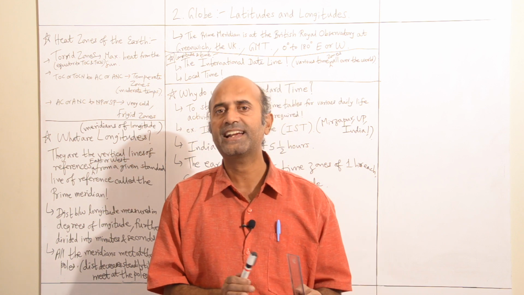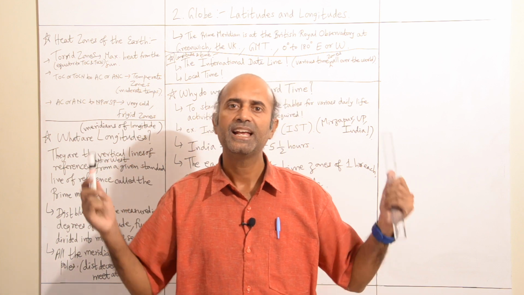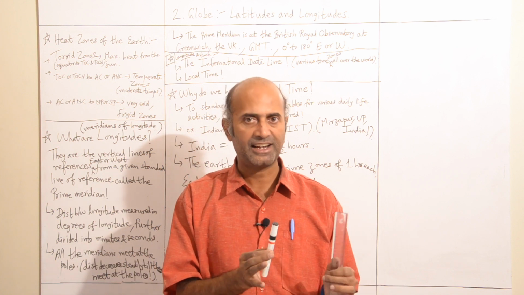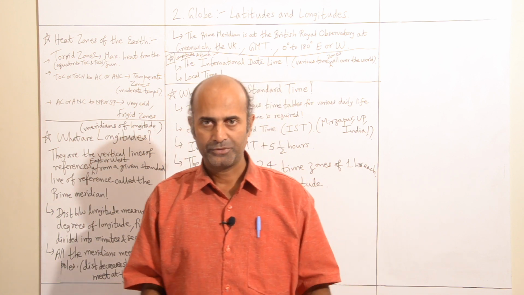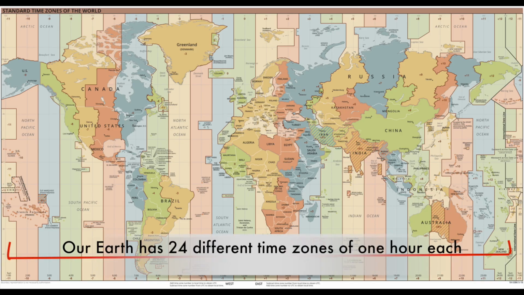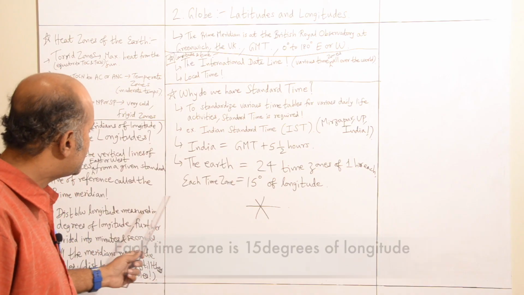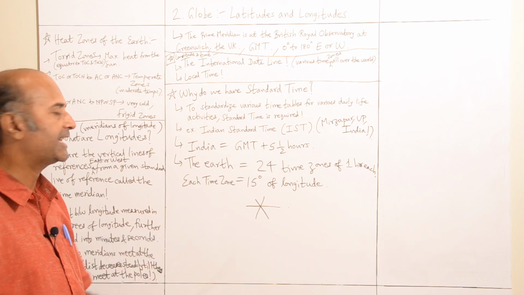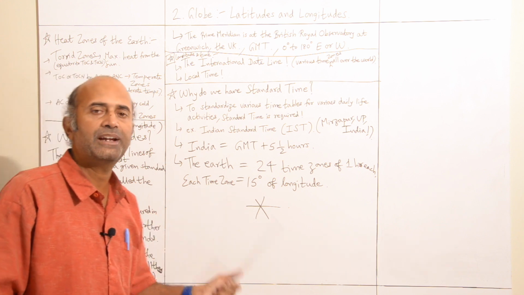Not only Indian Standard Time, worldwide all countries have calibrated their time zones with respect to the International World Standard Time known as GMT. Overall, we human beings have divided our earth into 24 different time zones of 1 hour each, and each time zone is taken as 15 degrees of longitude. Like I said, it's measured in degrees, minutes and seconds.